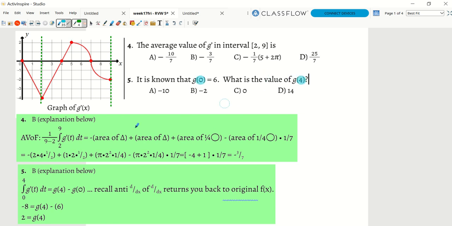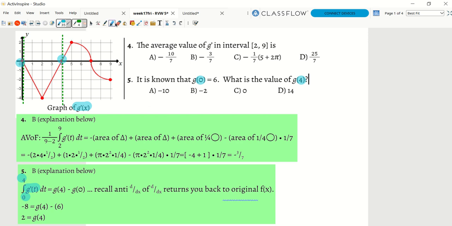Because we see a 0 and a 4, we're going to set up an antiderivative of g prime from 0 to 4, which is here to here. When you take the antiderivative of the derivative, it basically returns you back to the original function. So it's going to be g regular, and then you plug in the upper bound, plug in the lower bound. The 4 gets plugged in, 0 gets plugged in, and subtract.